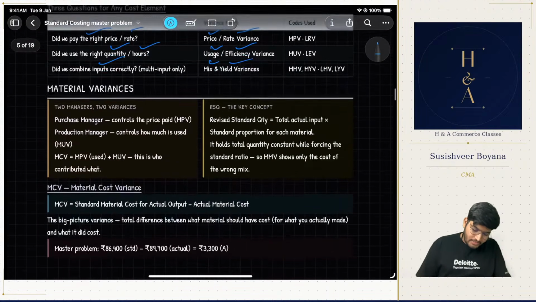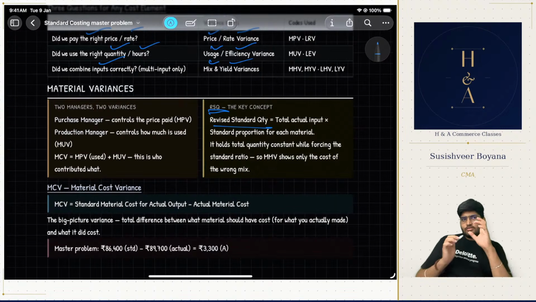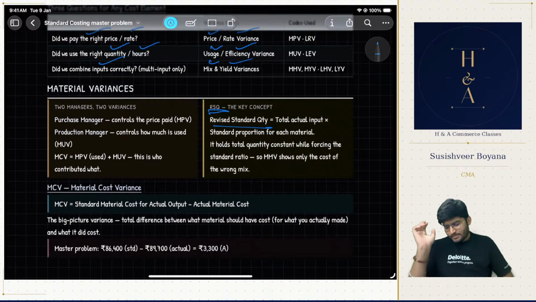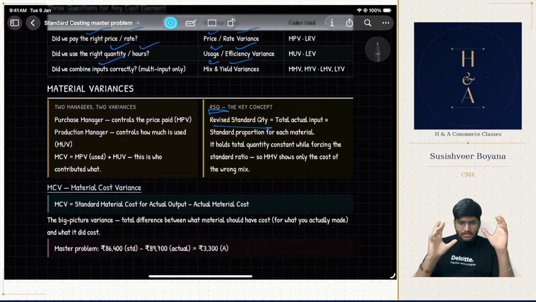look at material. Why did I come to material? You have to understand the revised standard quantity. Sir, in a manufacturing entity, there is going to be a production manager, there is going to be a purchase manager or a procurement team. What usually happens? They get a contract from the business team. They say, okay, we have an order, we have to deliver. That information is immediately relayed to both these parties, production as well as procurement.